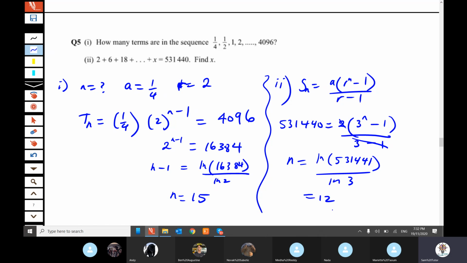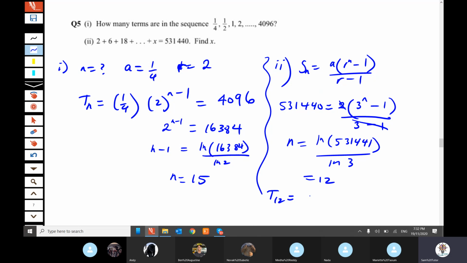You're not done. The question says find x. So you have to go back into T12. You want to find the 12th term. So T12 equals a times r to the n minus 1, and that equals x. That's 3 to the 11 times 2, which is 354,294. I thought it would be bigger, but it would have to be small because it can't be greater than the sum.